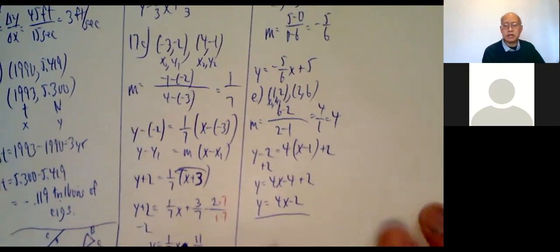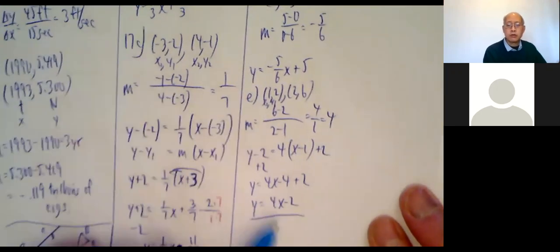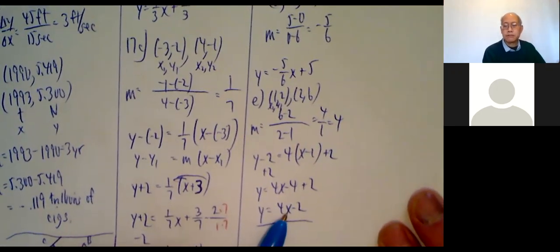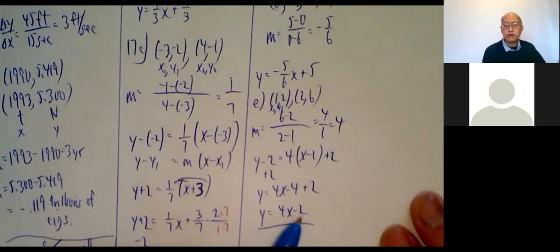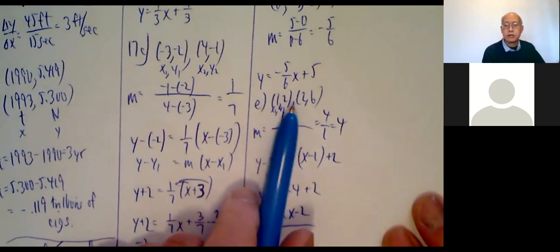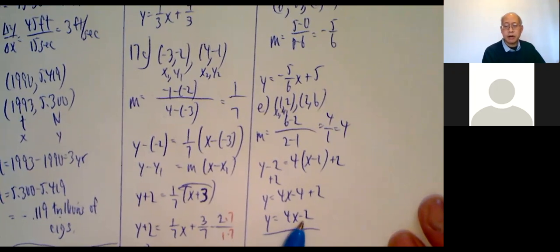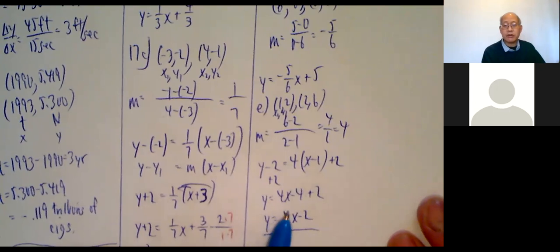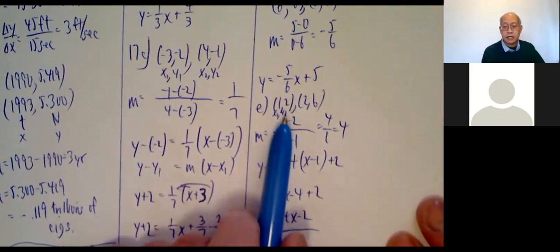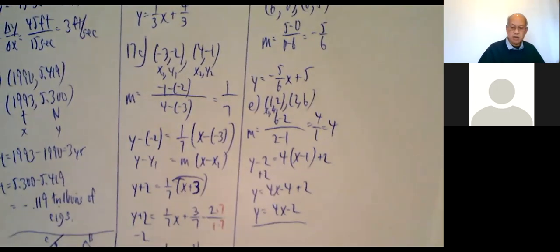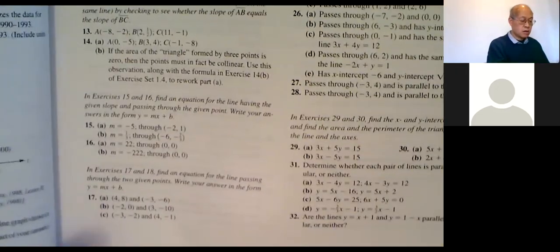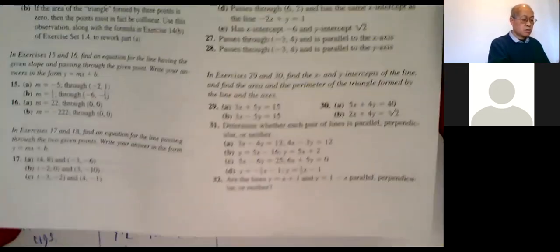Problem's finished, but I'll dig a little deeper. (1, 2). What do you get when you plug in 1? 4 times 1 is 4. 4 minus 2 is 2. (2, 6). What do you get when you plug in 2? 4 times 2 is 8. 8 minus 2 is 6. Okay. So if you have the right answer, that should be the case, that this point works, this point also works. Okay.